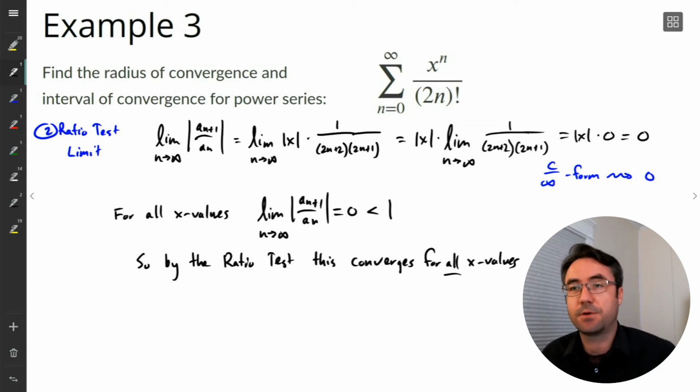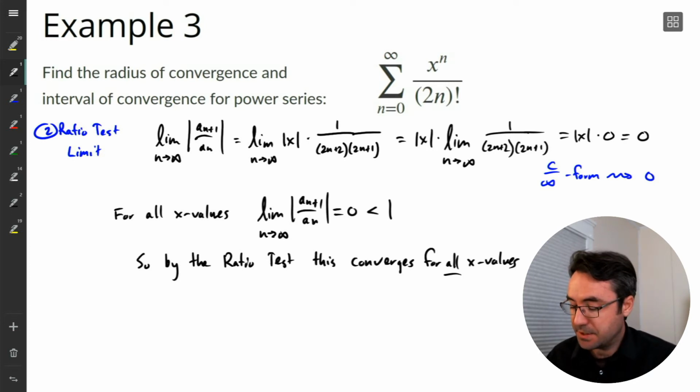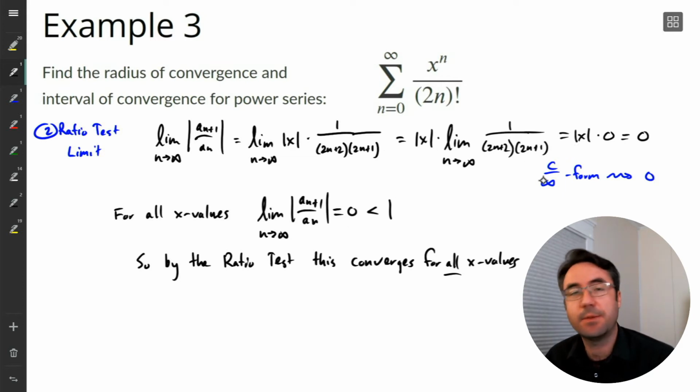So this converges for all x. That's because this limit here was always equal to 0, no matter what x is. If x was 1 million, the limit would still be 0. If x was 2 billion, the limit would still be 0. So no matter what x is, the limit for this ratio test gadget is always less than 1. And so the ratio test says, no matter what x is, this series is going to converge.